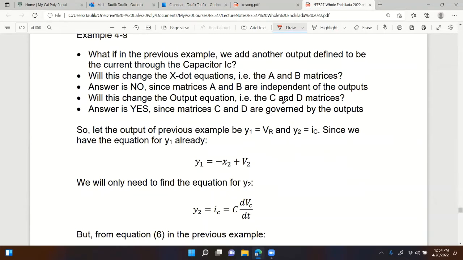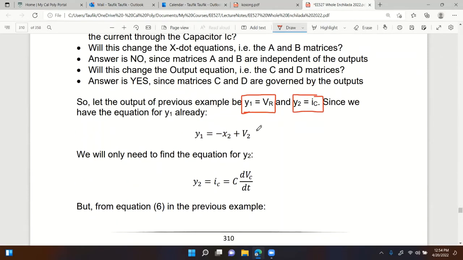So here, the two outputs are y1 is equal to VR as before, and now I add another one, y2 is equal to IC. Let's just say. So y1, we're already done with it. I won't have to go through the derivation. y2 is the one that we just added.